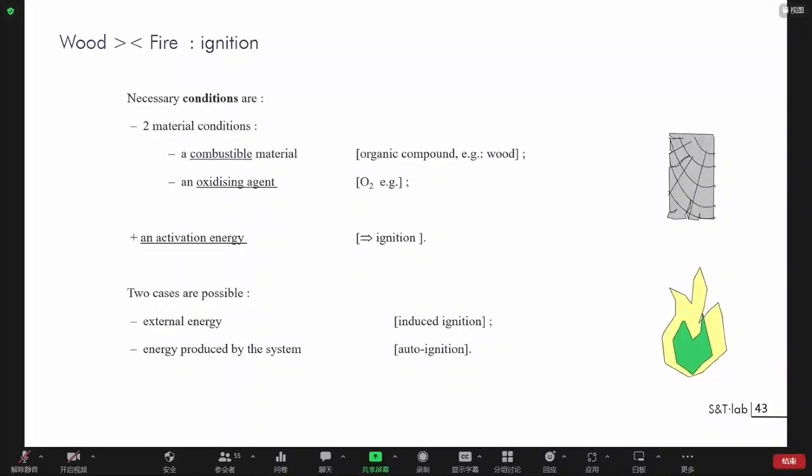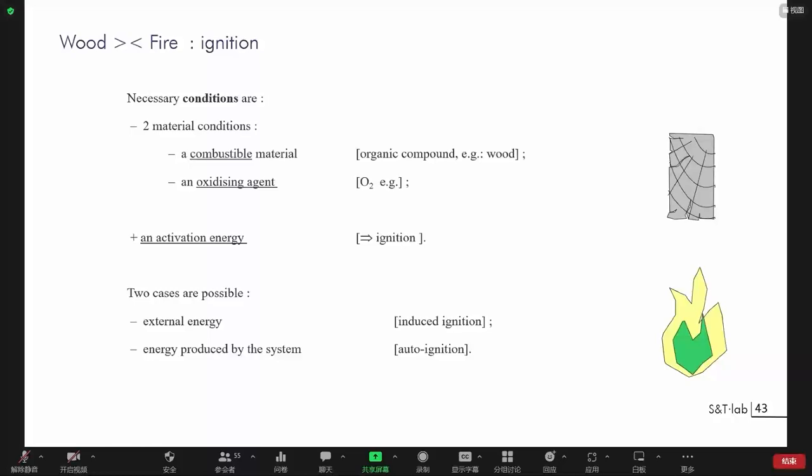Now, to put some fire into timber, you need some specific conditions. You need a combustible material, and timber is that kind of material. You will need an oxidizing agent such as oxygen, for instance, but you have oxygen all around us. And then you need a third condition, which is providing some energy to the system.